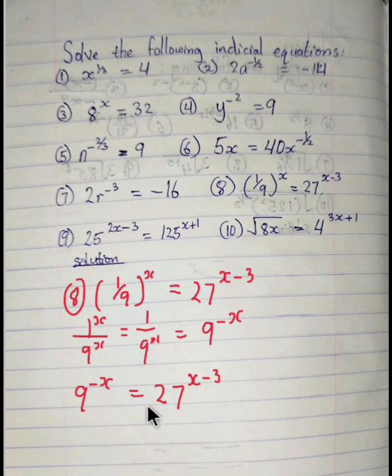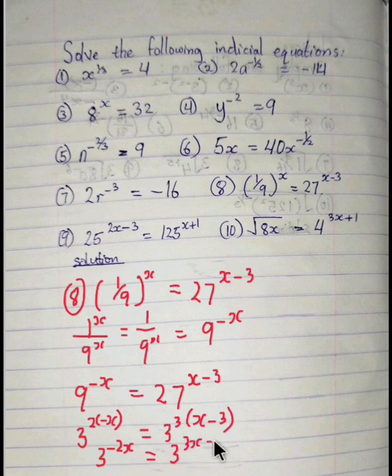9 and 27. If you are going to write them in index form, 3 raised to power 2, 3 times 3, 9. Also on the right hand side of the equation, 3 raised to power 3 is 27, 3 times 3, 9 times 3, 27. So we have minus x here. On this side, the right hand side, we have x minus 3. So now, 2 times minus x, that's minus 2x, is equal to 3 raised to power 3 times x minus 3, that is 3x minus 9. So this is what I have.